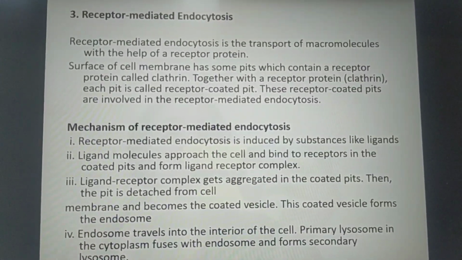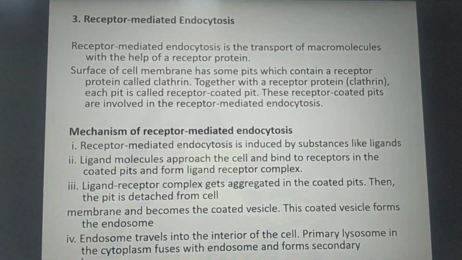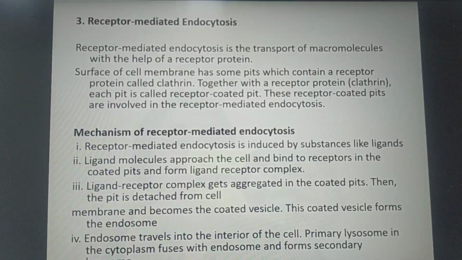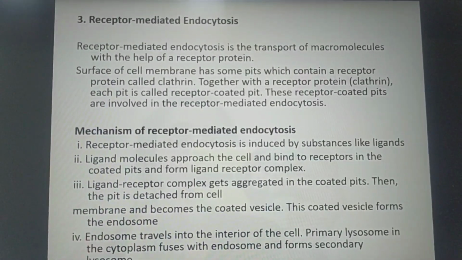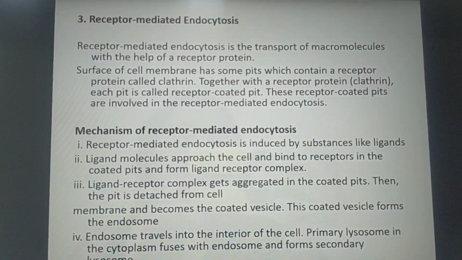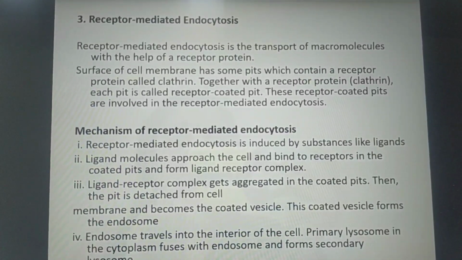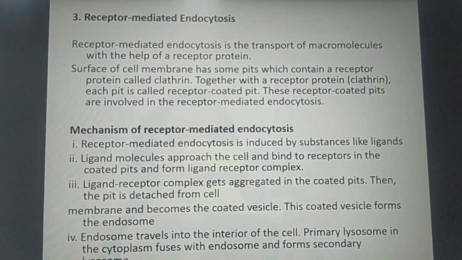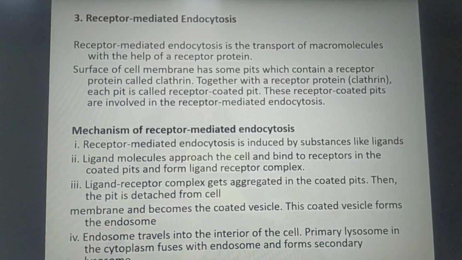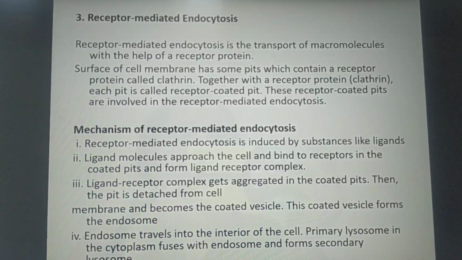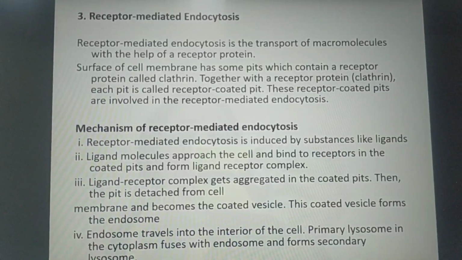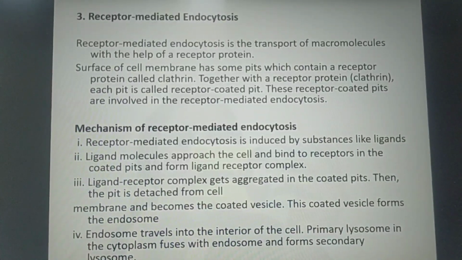Third is the receptor-mediated endocytosis. Receptor-mediated endocytosis is a transport of macromolecules with the help of receptor protein. Surface of cell membrane has some pits which contain a receptor protein called the clathrin. Together with the receptor protein, each pit is called the receptor-coated pit. These receptor-coated pits are involved in the receptor-mediated endocytosis.